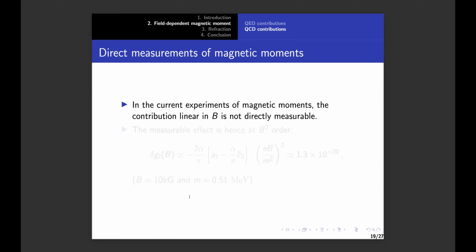In the current experiment, for the magnetic moment, the linear term is not directly measurable, as I explained. The measurable effect comes from the quadratic term, which is 10 to the minus 20 for a one Tesla B field and for electrons. So this is unfortunately too small to be measurable at the current Penning trap experiment.